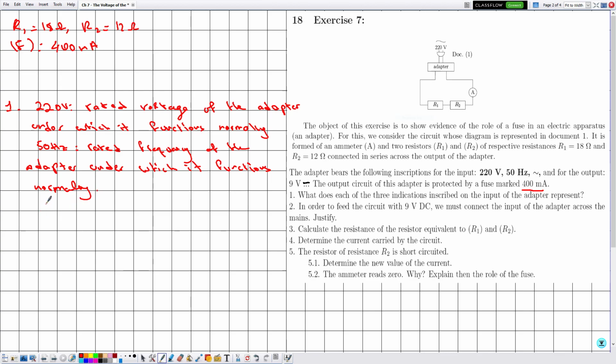Now it is left this indication. Now the type of voltage, which is given between the brackets, AC sinusoidal, under which it functions normally. Okay.